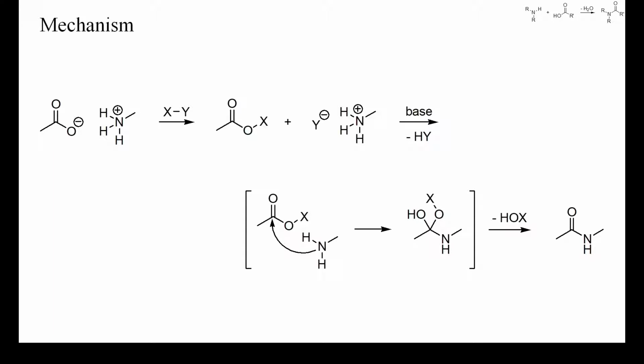The mechanism of such a coupling is shown here. The ammonium carboxylate would react with the coupling reagent to yield the activated acid and a new ammonium salt. The fraction of unprotonated amine can then be acylated by the activated acid. Sometimes a base must be added to increase the amount of free amine and thereby accelerate the reaction.